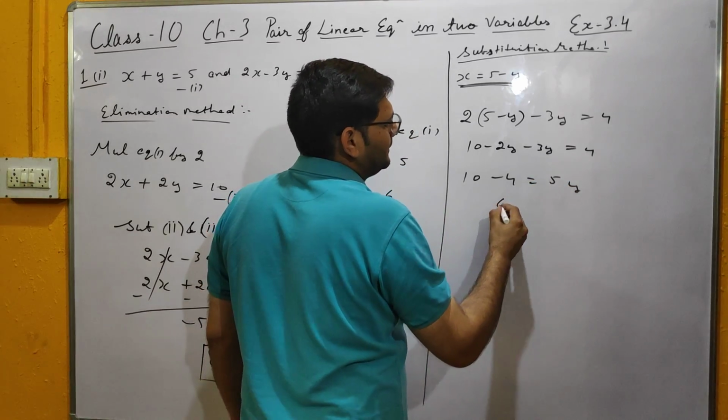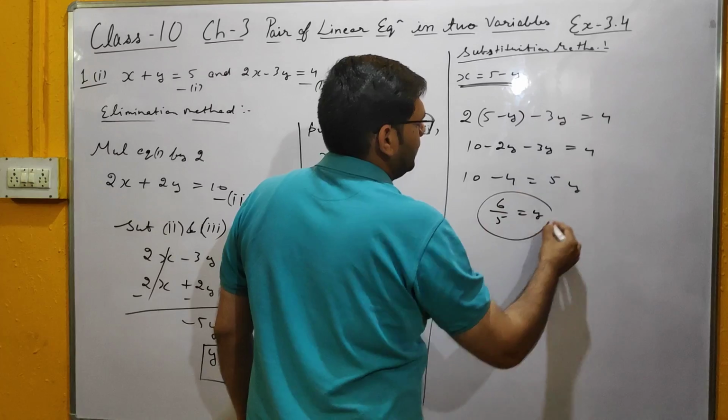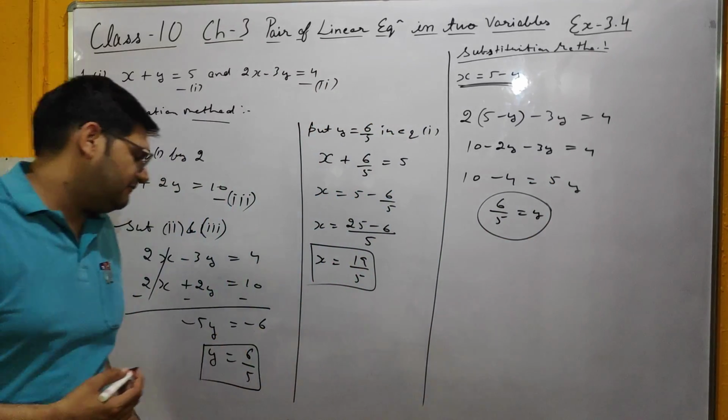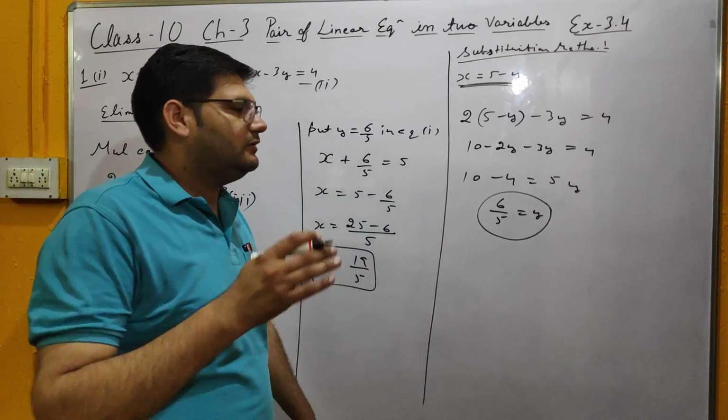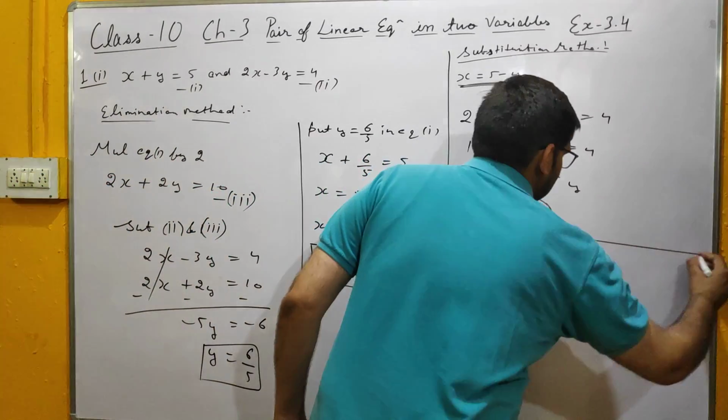So what will you get? 6 by 5 equals y. So we have the value of y, that is 6 by 5. So here also the value of y is coming 6 by 5. I am just solving it roughly. You just solve it step by step.